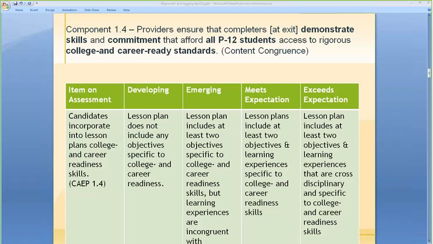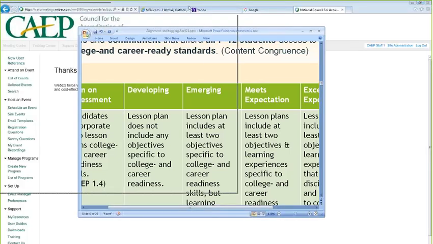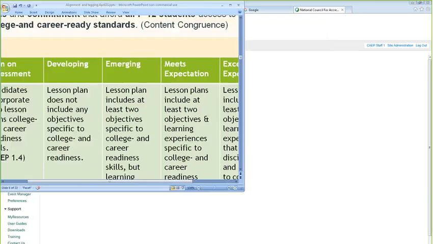So let me make this screen a little smaller and move it off to the side, because I want to bring up a rubric here, a content rubric.